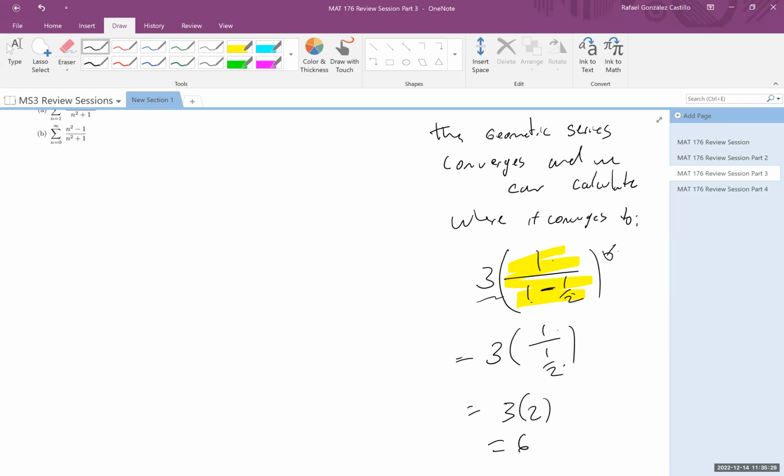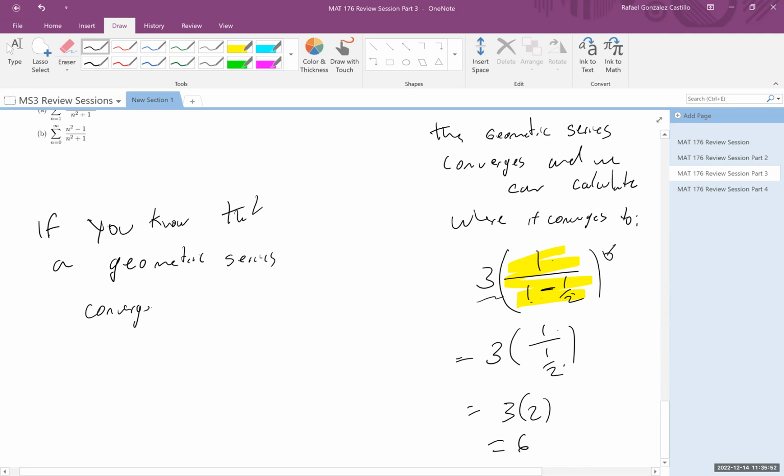Let me just write down the geometric series test for convergence so you have it. So if you know that a geometric series converges, then we can find out what the series converges to by doing the following.